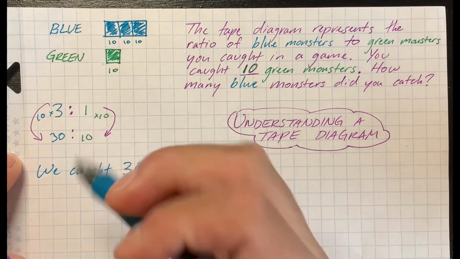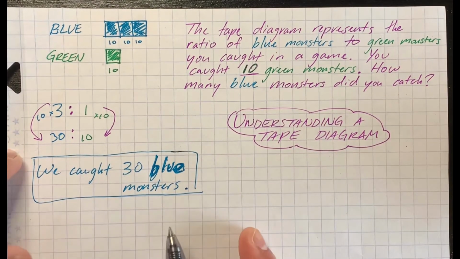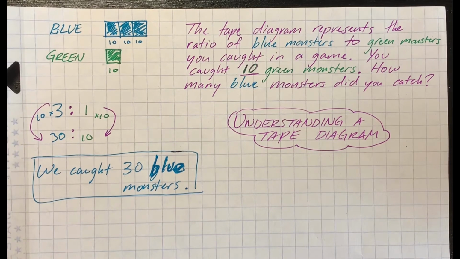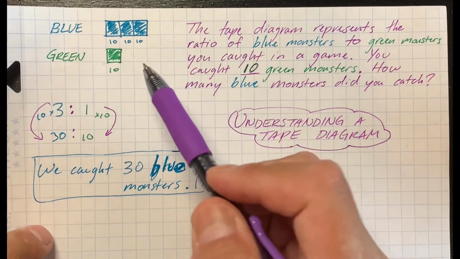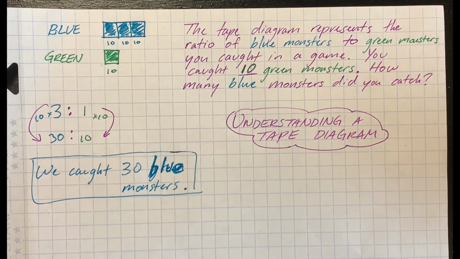All right, put a box around your final answer. And there you go. Or you can count them and add them. So 10 plus 10 plus 10 will equal 30.